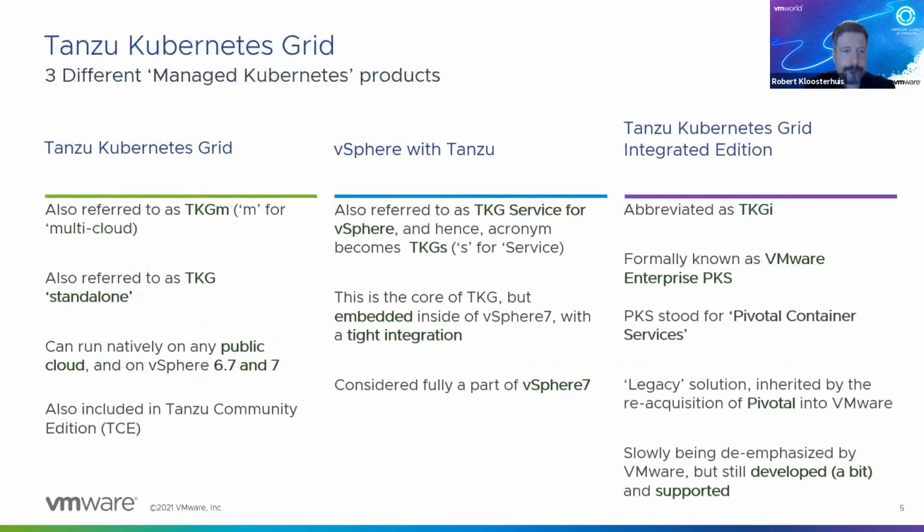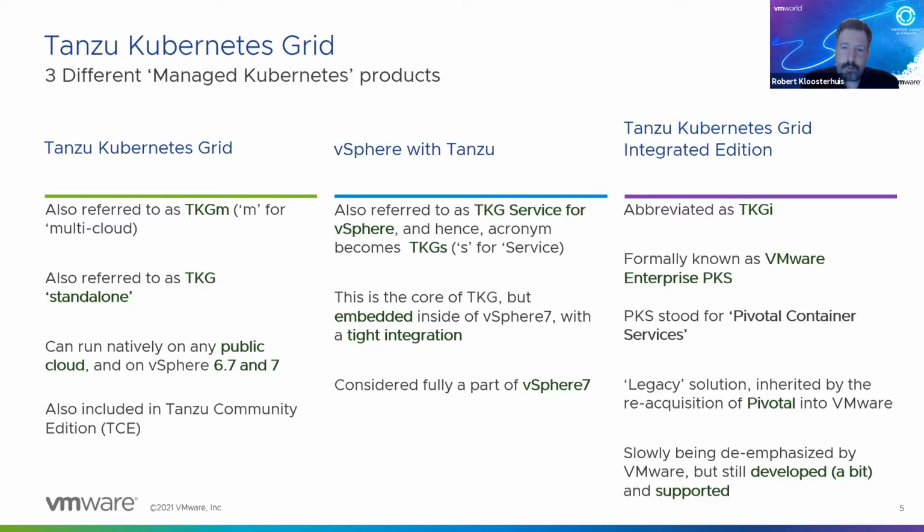So today we have basically three different versions of Tanzu Kubernetes Grid. I'll start with the one on the far right, actually. Maybe I should have swapped them around in this slide. The oldest version, Tanzu Kubernetes Grid Integrated Edition. The name can be a bit confusing because it says integrated. Well, integrated in what? It's not integrated in anything, really.